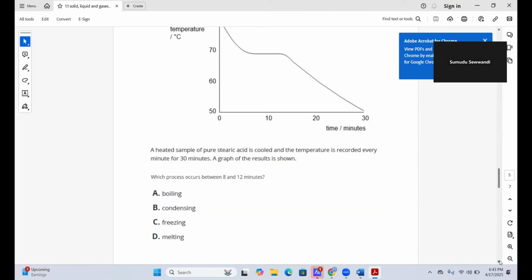At the melting point, a substance can either be melting, that means convert the solid into liquid, or freezing, that means liquid to solid. Since the temperature is decreasing, the stearic acid is losing heat and transitioning from liquid to solid. Therefore, the process occurring between 8 and 12 minutes is freezing. The correct answer is freezing. Answer C.